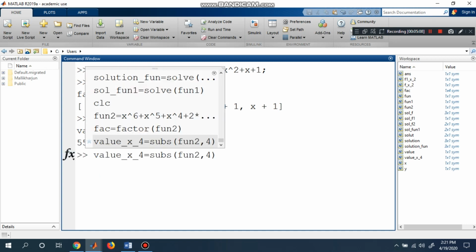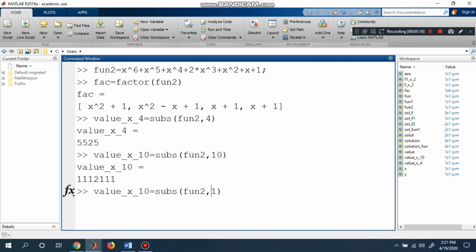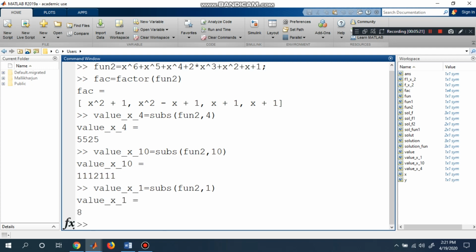Similarly, suppose I substitute x value 10. See what we'll get. It's a huge value. And suppose I substitute only 1 in place of x. So this is, friends, how you create an expression, how you solve, how you factorize, and how you find the function values at certain x values.